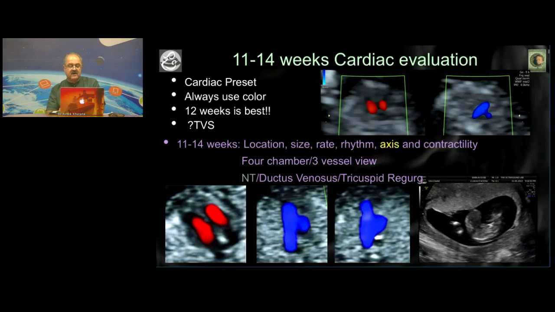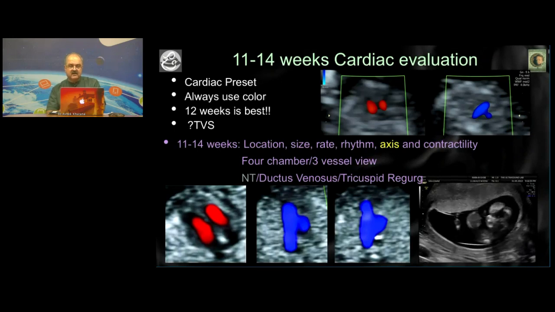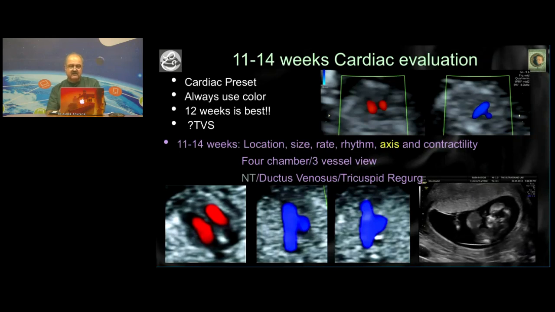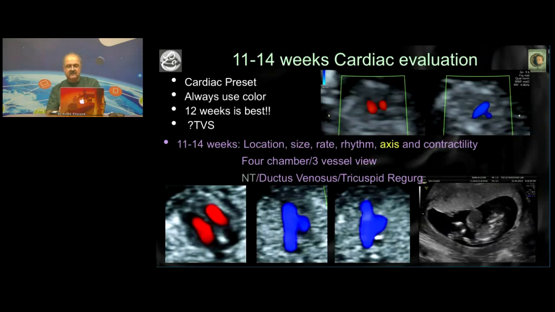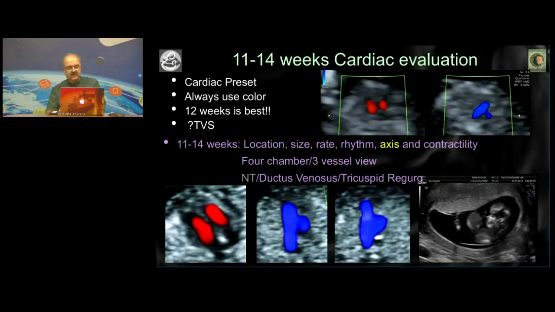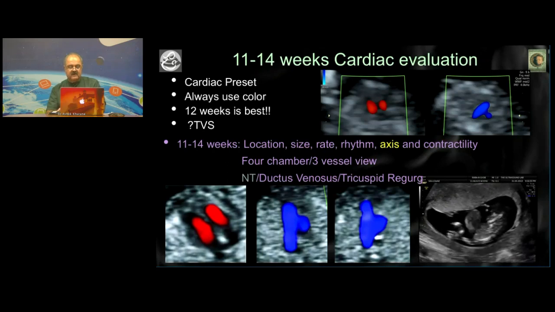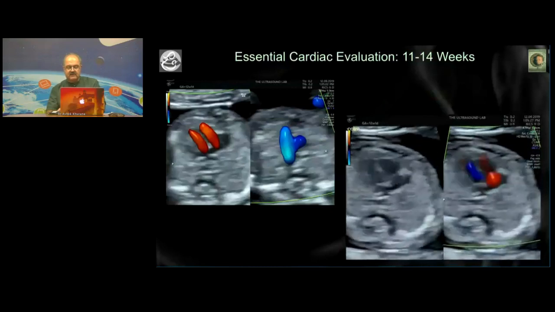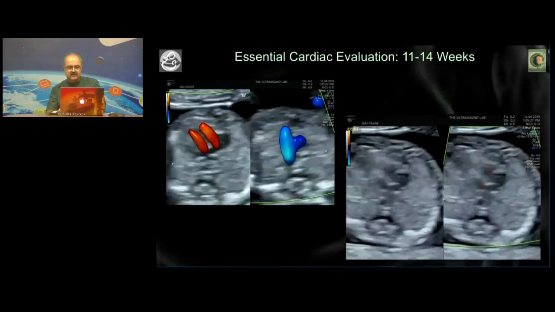And of course, axis is important. But you must realize that you use a cardiac preset. You don't use ordinary presets. You always use color for cardiac anatomy in the first trimester, 11 to 14 weeks. 12 weeks remains the best. And you may or may not require transvaginal scans. Maybe for problem-solving, maybe in patients where the fetus is not really cooperative, or in the very obese patient with lower abdominal obesity, yes, but not otherwise. And we are now getting images of the sort that you see here on a very routine basis, transabdominal scans, 12 weeks, and you can see that it's working nicely.